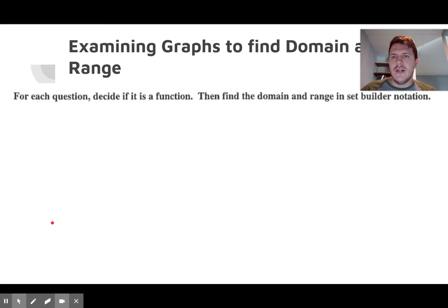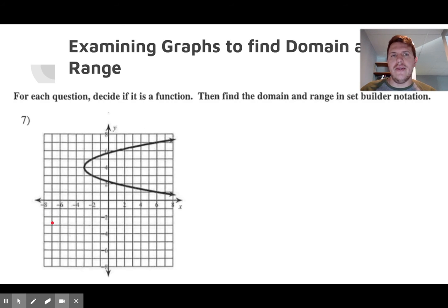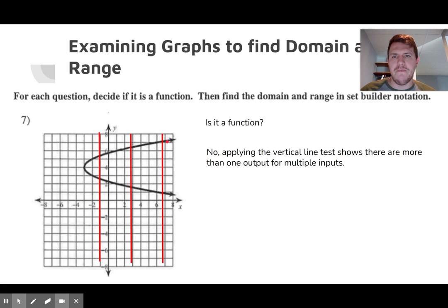Okay. So now we look at this graph here. First of all, is it a function? If I draw in my vertical lines here, take a look. These vertical lines intersect with this curve more than once. That means there's more than one output for every input. That means it is not a function.